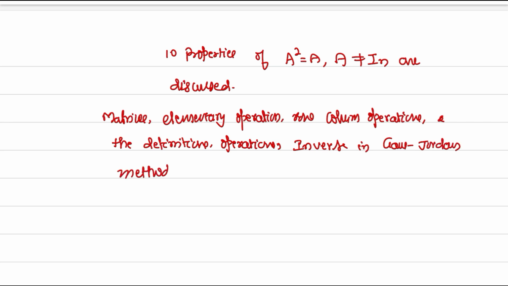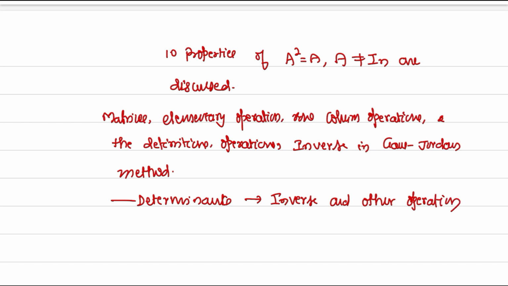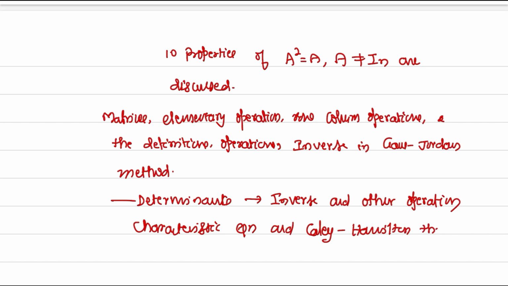Now, next class we will be talking about the determinants, and with determinants we will be talking about the inverse and other operations and characteristic equation and Cayley-Hamilton theorem. With this we will be completing the matrix. This is due. This will be taken up next class onwards.